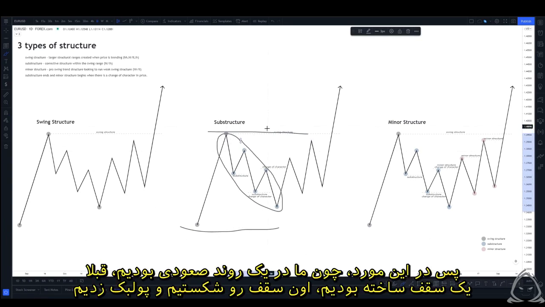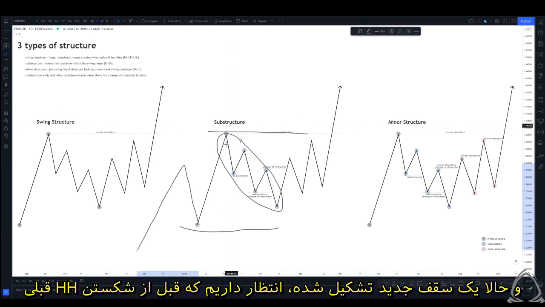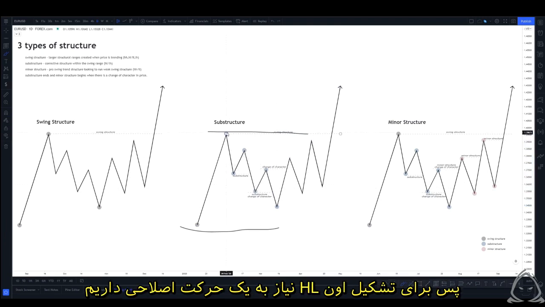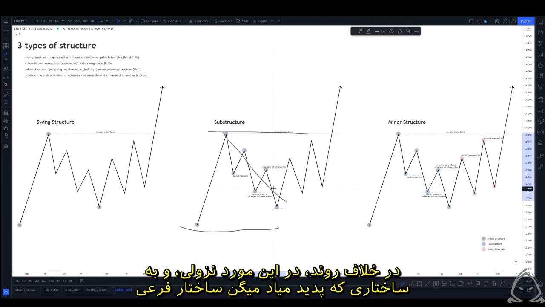So in this case, because we're in, say, a bull trend, we had already made a previous high, we broke that high, we've pulled back, and now we've created a new high. We're expecting some sort of higher low to form before we run the previous higher high to create a new higher high. As a result, we need to put in some sort of downward price action. So in order to make that higher low, we need price to correctively move counter trend, in this case downwards. The structure that is created by that formation is called substructure.